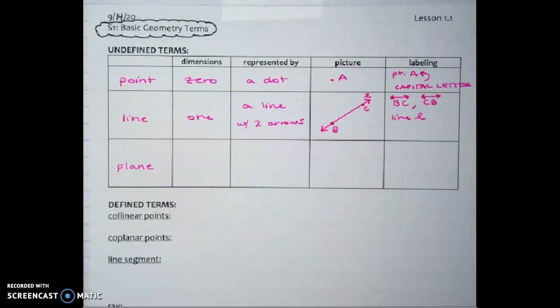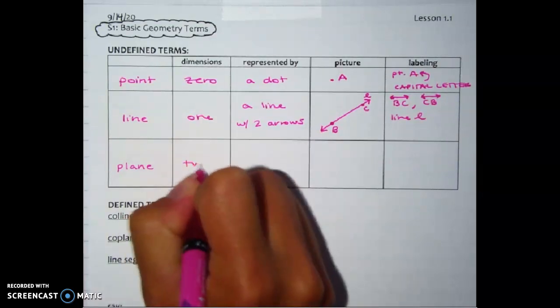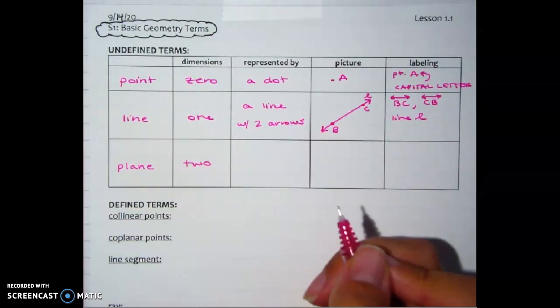Okay, and then the last undefined term of geometry is a plane. A plane is a 2-dimensional thing. I think of it as like a surface, like the tabletop, not the thickness of the tabletop, but the tabletop itself, or like a piece of paper. There is no depth, no thickness to it, but it does go on in 2D, 2 dimensions.